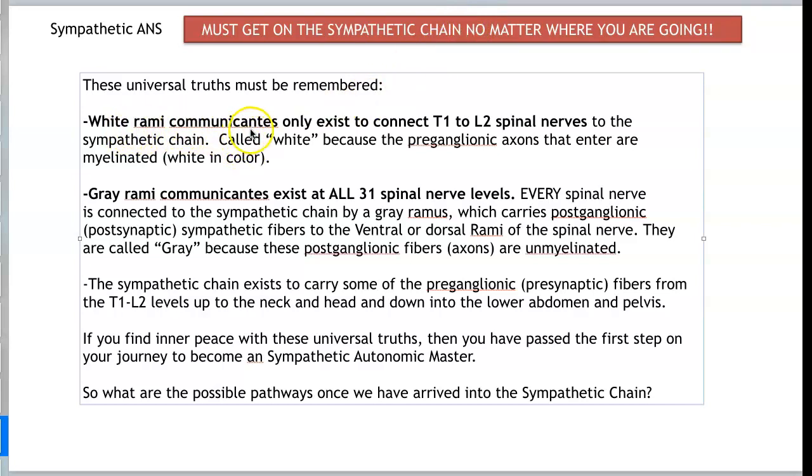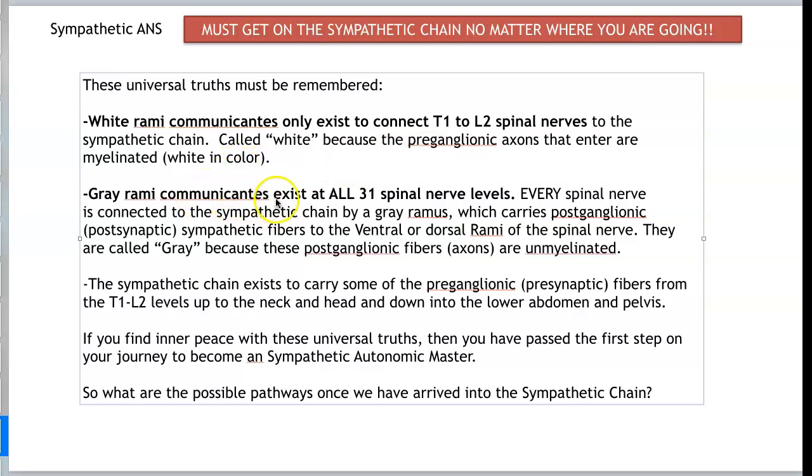White rami communicans only exist at levels T1 through L2, and they are connecting to the spinal nerves at that level. That is how you're getting on the sympathetic chain, through these white rami at levels T1 through L2 of the spinal nerves. Why are they called white rami again? Because the preganglionic axons that enter them are myelinated. They're white in color.